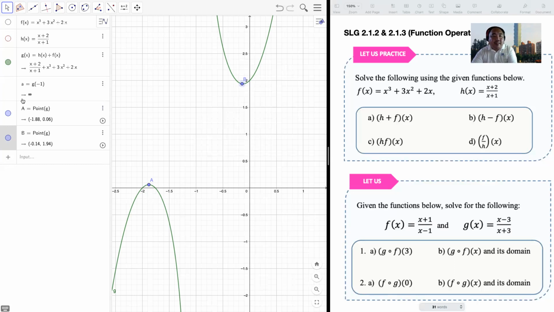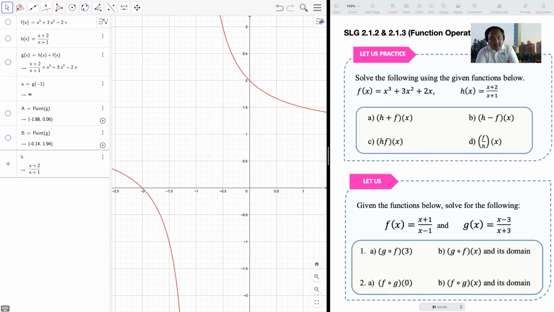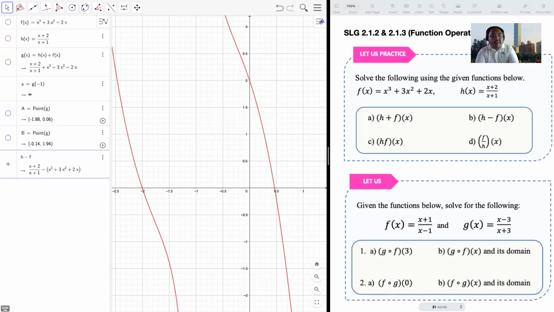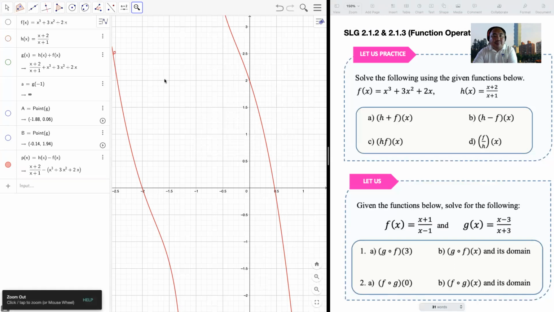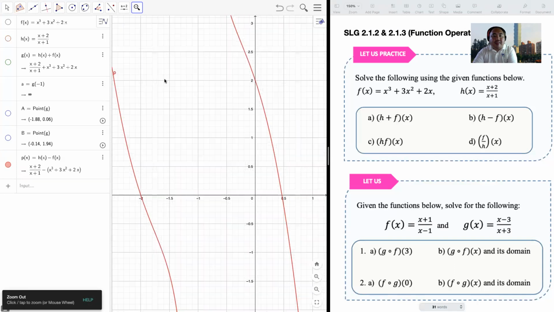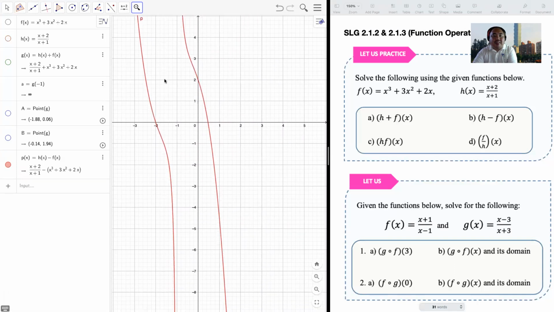Let's mute again h plus f. Sir, how about h minus f? Very easy again. You just do h minus f, and you will get this function. Let's zoom that out because I think this is pretty interesting. Right, so this is the trace of the function.